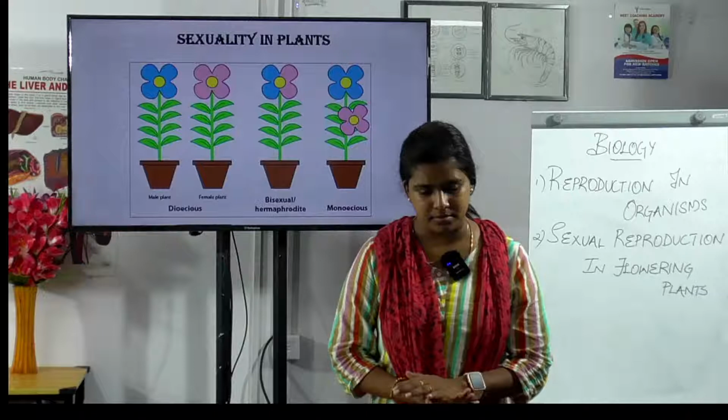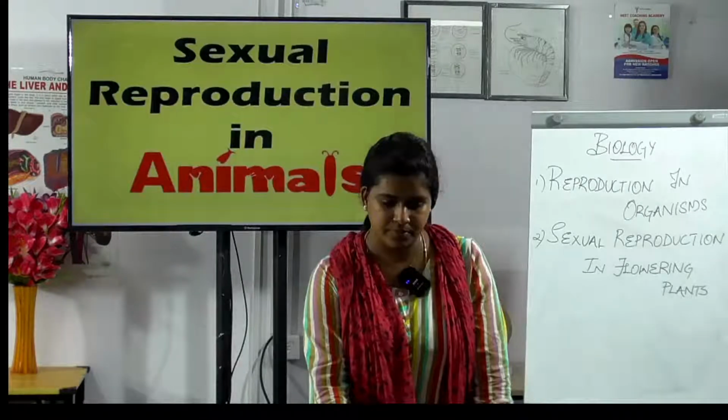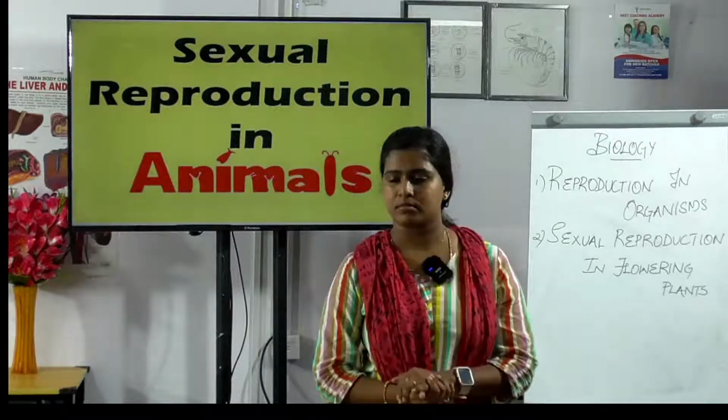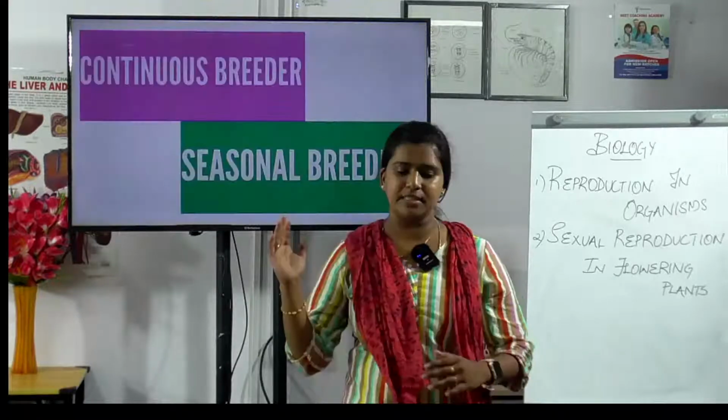Usually in animals it is sexual reproduction, and they are divided into two types of breeders: continuous breeders and seasonal breeders. Some animals remain reproductively active throughout their lifespan, like humans, and are called continuous breeders. Seasonal breeders breed only in certain seasons, like dogs and birds.